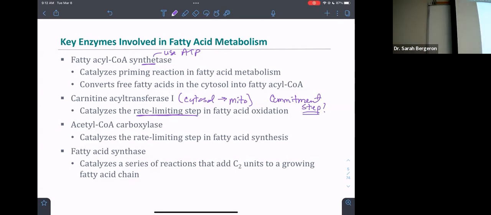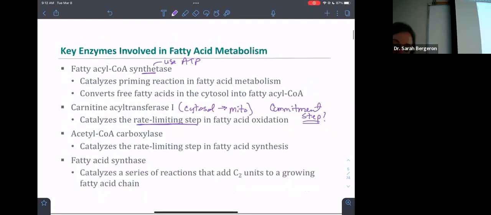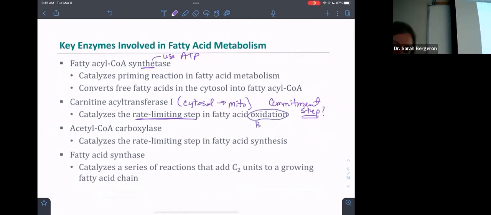Now, this relates to fatty acid oxidation. Oxidation, you always want to think of as what? Breakdown or build up? Degradation, breakdown. That should be one of those things you automatically look at and say, oh, oxidation, that's breakdown.